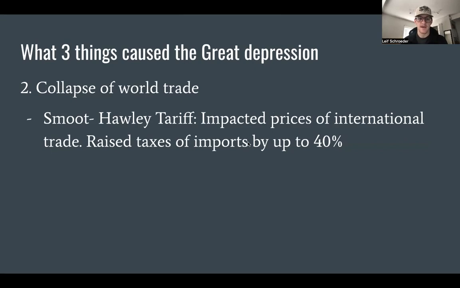The second was the collapse of world trade. The Smoot-Hawley tariff impacted prices of international trade, raising taxes on imports by up to 40% in some instances.